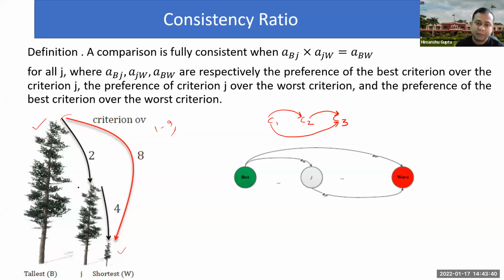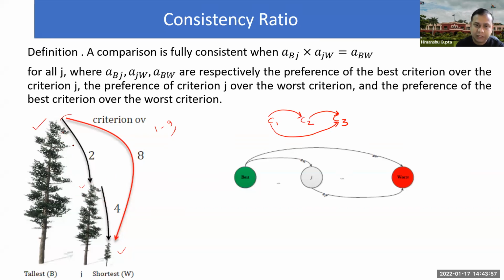Now there is an intermediary tree also, that is C2. Now we have to see the closeness of C2 with the best or worst. By experience, or by seeing here, we know that C2 is closer to the best one.